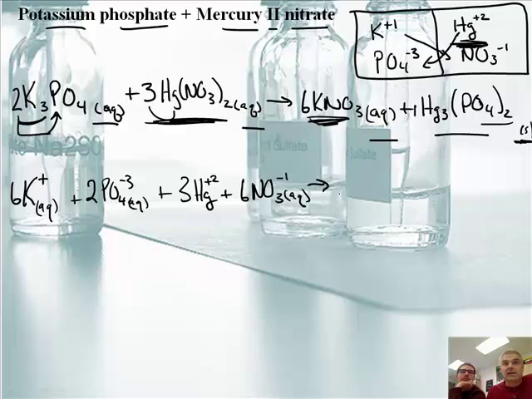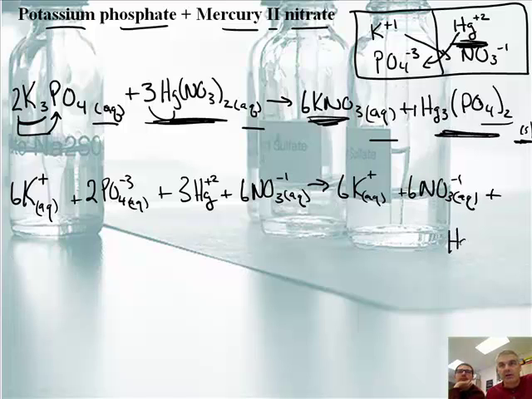Now this one is aqueous, so I'm going to split it apart. And there's a 6, so 6 potassiums. I still must put the charge in the little aqueous here. Plus 6 nitrates, aqueous. And then we have just one more thing left. What do I do with this? Leave it together. It's a solid. So it's just Hg3(PO4)2 solid.